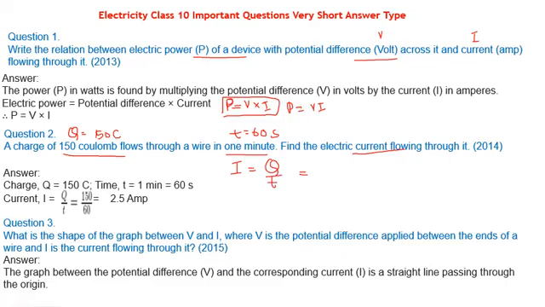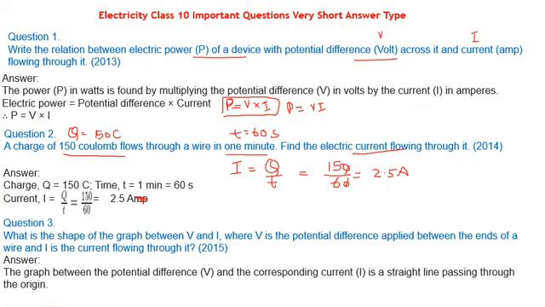The charge given here is 150 divided by 60, which is time, and what is 150 divided by 60? 2.5. This is 2.5 ampere. A capital you have to write, you don't have to write it like this. So the answer is 2.5 ampere, which is the current.